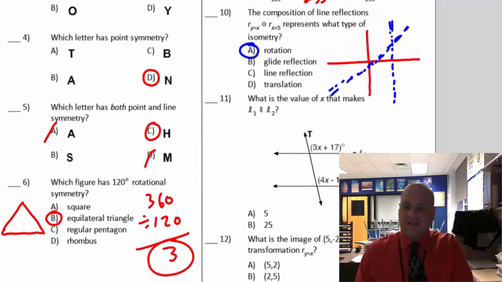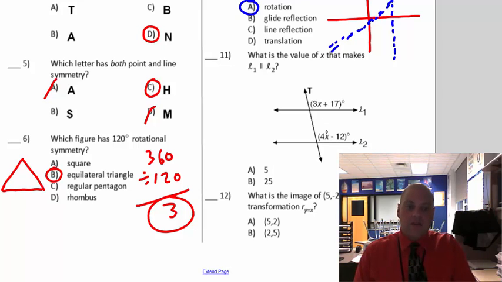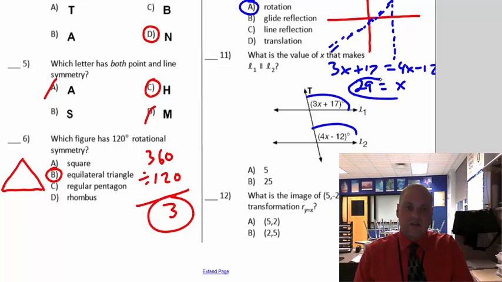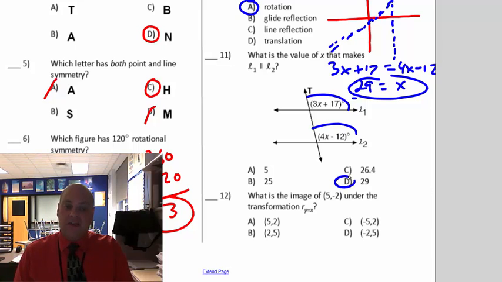What's the value of x that makes the lines parallel? We've done a bunch of these. This is a review. These are corresponding angles. Those are equal. So 3x plus 17 equals 4x minus 12. Then subtract 3x and add 12. 29 equals x. So x equals 29, that's D.